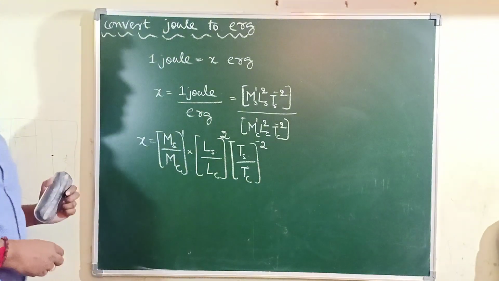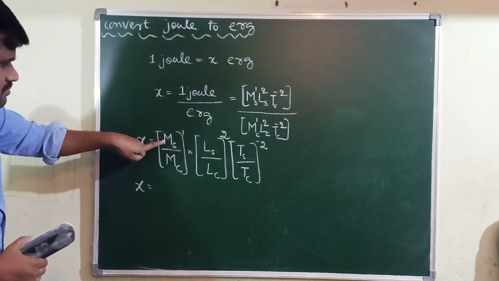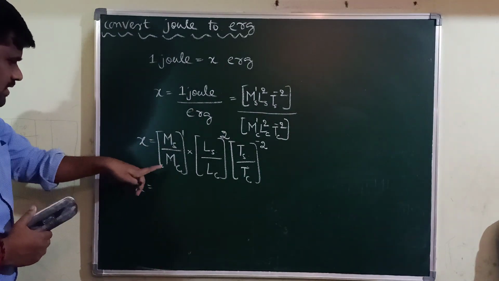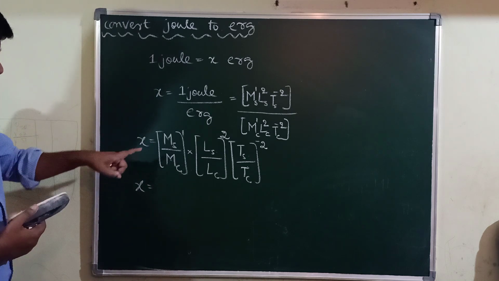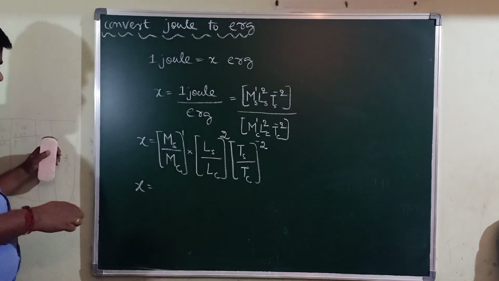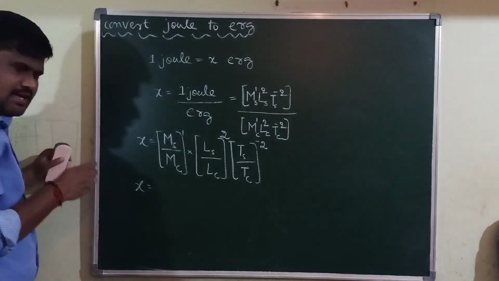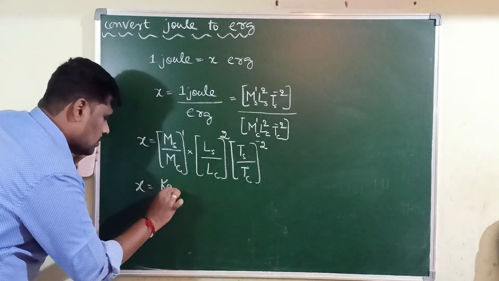Okay. Next step. MS is mass in SI system. MC is mass in CGS system. What is the unit of mass in SI system? SI system nalli mass unit enide? kg. Therefore, MS should be replaced by what?